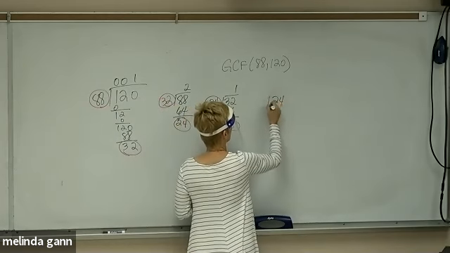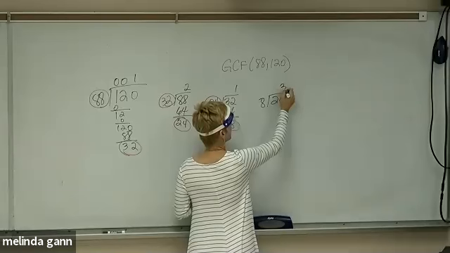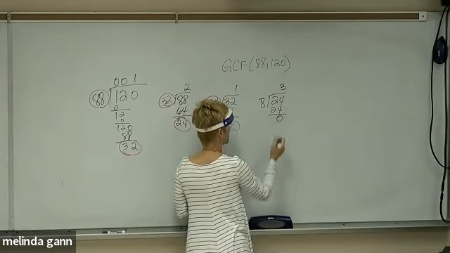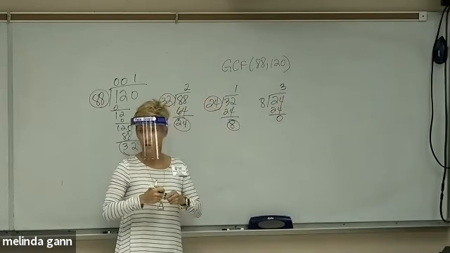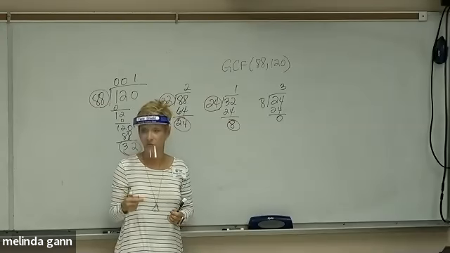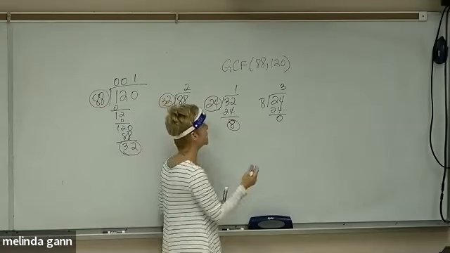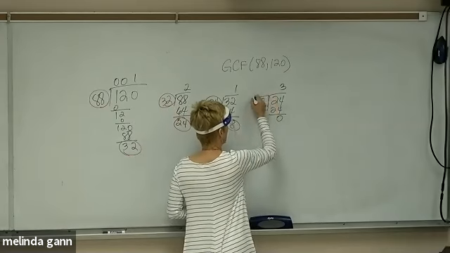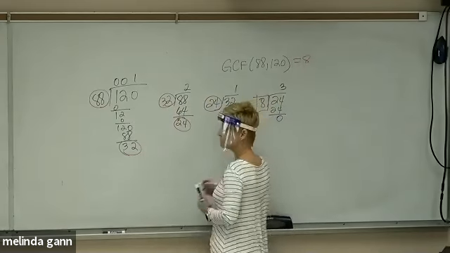And again, I don't have a remainder of 0, so I've got to keep going. But 24 divided by 8 is what? 3. And again, how do I know to stop? Remainder of 0. But my answer is not 3. We're used to looking at the answer for the division, but asking for the greatest common factor, it's the last divisor. So I got 8.